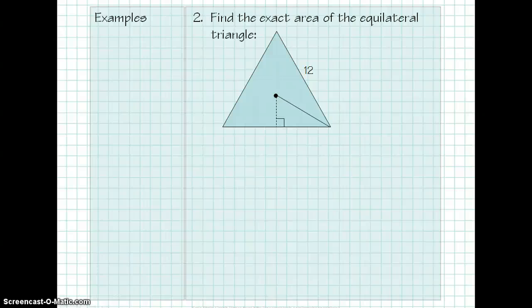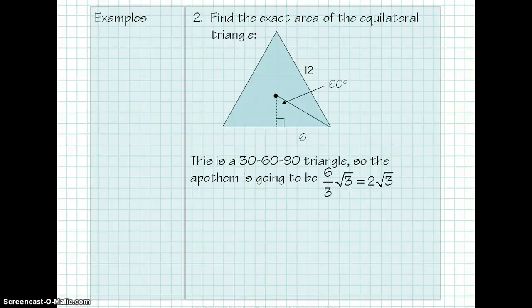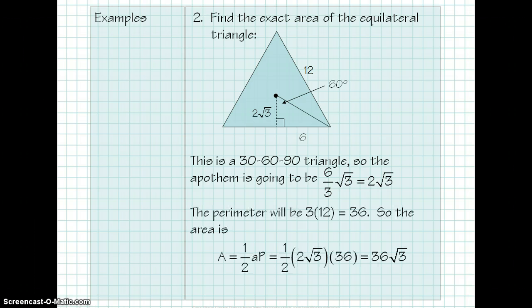Okay, we want to find the exact area of an equilateral triangle. I say exact here because we've got this cute little 30, 60, 90 triangle, so we can calculate the apothem exactly as, again, here's the long leg of the triangle here, so 6 divided by the square root of 3, and we get 2 square root of 3. So that's going to be my apothem. And then my perimeter is going to be 3 times 12, which is 36. So the area is 1/2 of 2 times square root of 3 times 36. So I get 36 square root of 3.